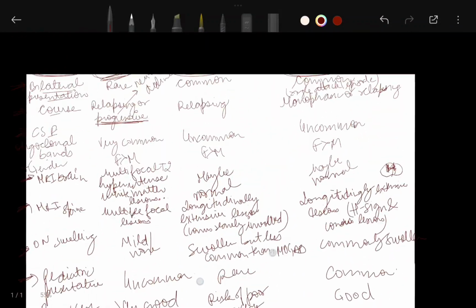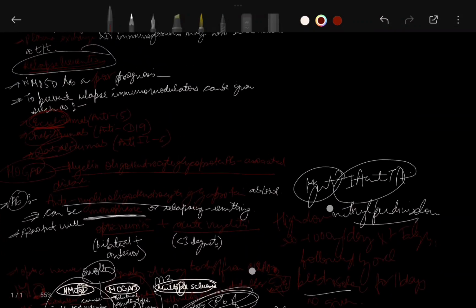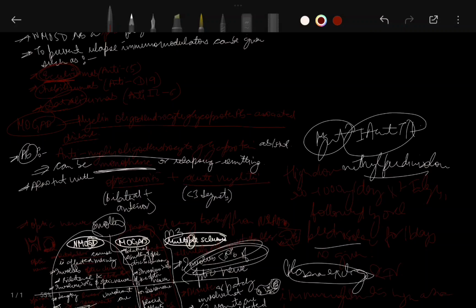Now, what we had studied yesterday on MOGD, just a quick recap of that. It is myelin oligodendrocyte glycoprotein antibody associated disease. In this, which antibodies are formed? Only anti-myelin oligodendrocyte glycoprotein antibodies are present, and it can be monophasic or relapsing-remitting. Now what is the meaning of monophasic? It means that there is only a single attack per episode, or it can be relapsing.